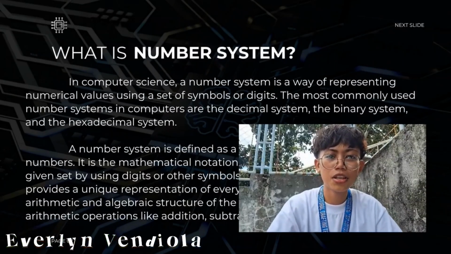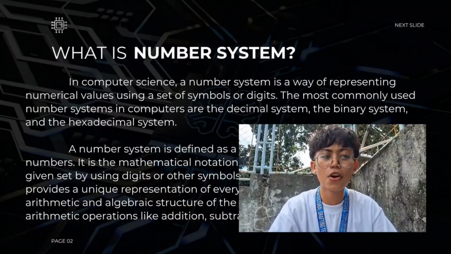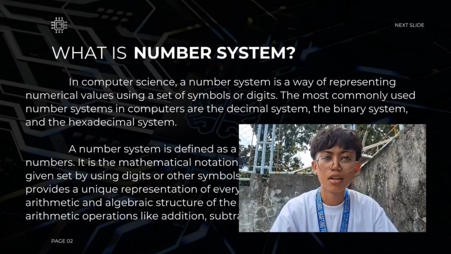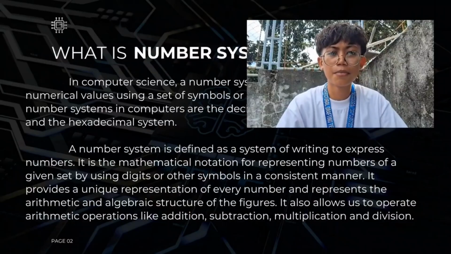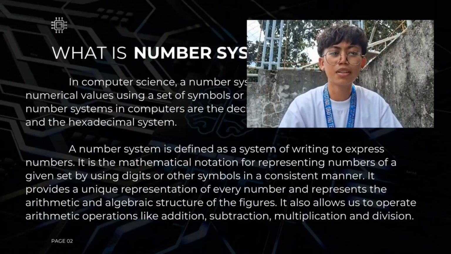I am Everlyn Vinjola and I'll be the one to tackle the definition of a number system. In computer science, a number system is a way of representing numerical values using a set of symbols or digits. It is also defined as a system of writing to express numbers to provide a unique representation of every number in a consistent manner. It allows us to perform arithmetic and algebraic operations such as addition, subtraction, multiplication, and division. So here are the examples of a number system.